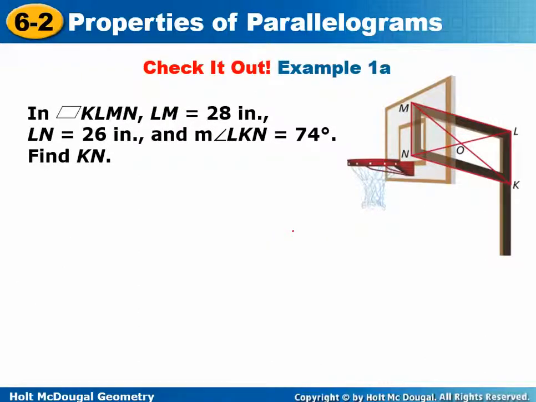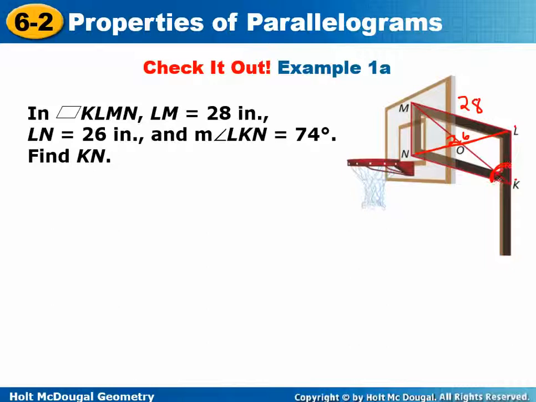All right, here we have kind of an application problem. We have this parallelogram that holds this basketball hoop up so that you can raise and lower it. We have one just like this outside of our window. And we know that LM is 28 inches. We know that LN, that's the whole diagonal, is 26 inches. And we also have the measure of angle LKN.